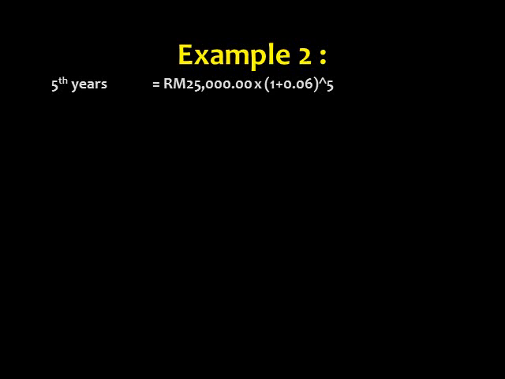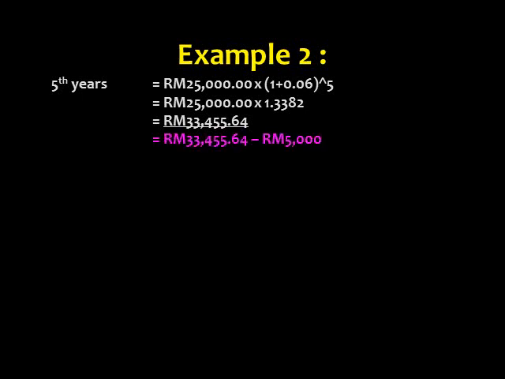So he keeps his money at the early stage, 25,000, times 1.06 power of 5. So how much is the amount accumulated? The total amount is 33,000 something. Then he decided to withdraw his money. If you still remember the situation in the cases before, he wants to withdraw 5,000, so we need to deduct this 5,000.